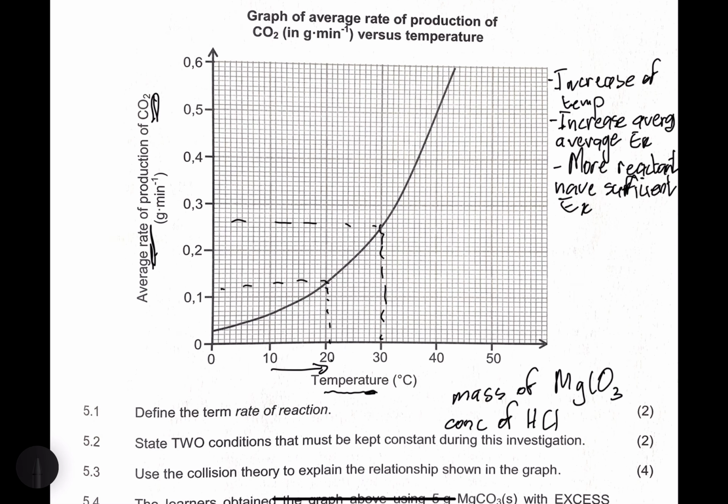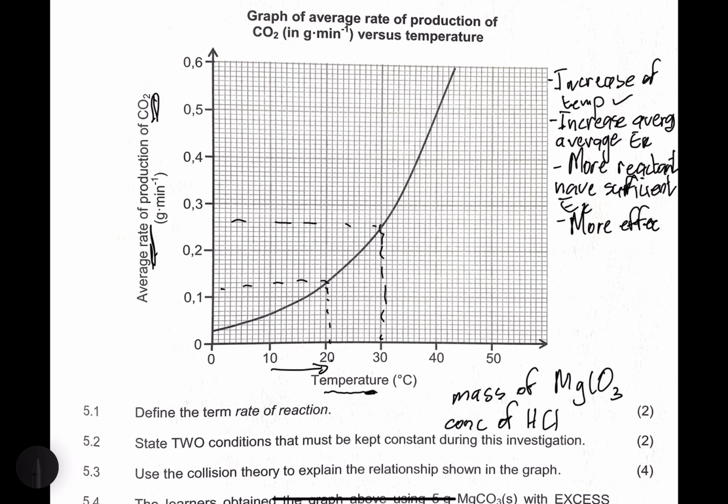Have sufficient EK. And in this case, that will lead to an increase in the rate of the reaction. Okay, so we said an increase in temperature will increase the average kinetic energy. So now more reactants have sufficient kinetic energy, that will result in more collisions per second, more effective collisions per second.